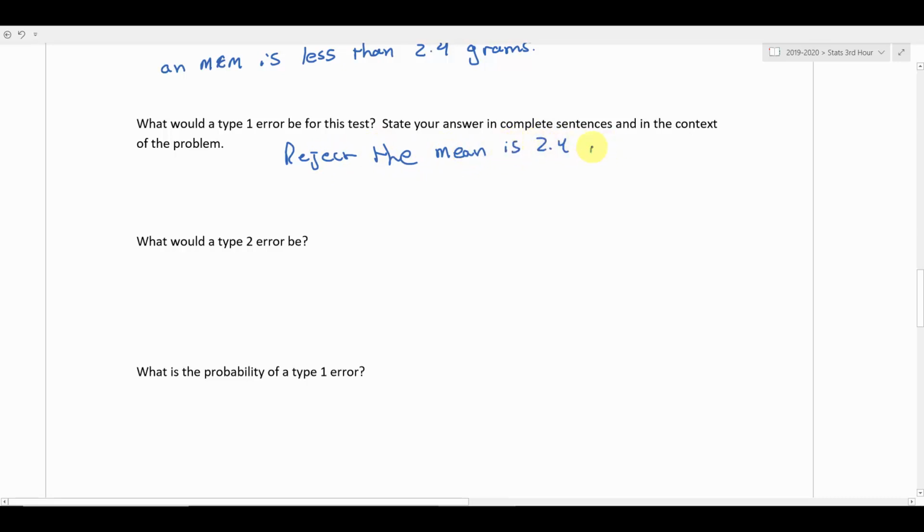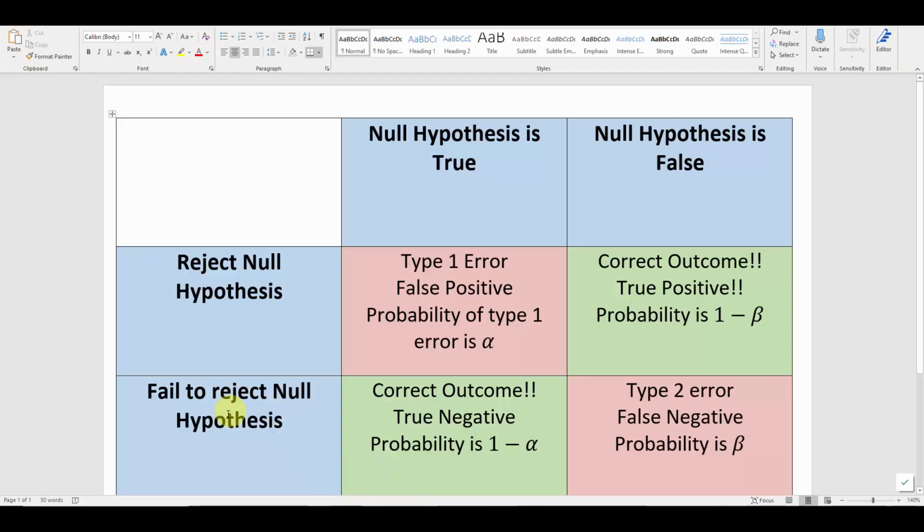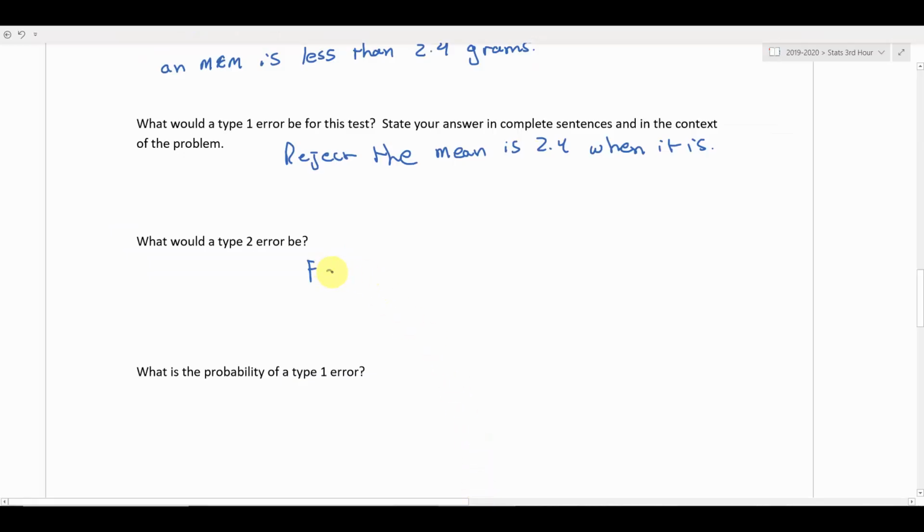So then a type 2 error would be, and I can go back to the chart here, we would fail to reject the null hypothesis when the null hypothesis is false. Okay, so we fail to reject that the mean is 2.4 when it is not 2.4. Okay, so there's a type 1, that's a type 2.